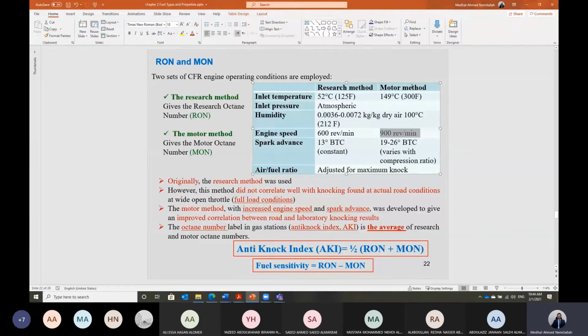And this should result in what? The motored octane number should be less or higher than the research octane number?